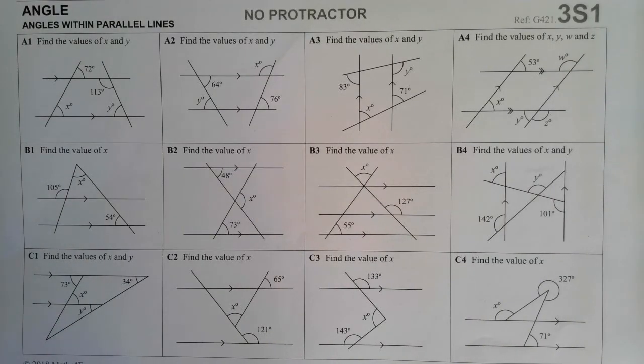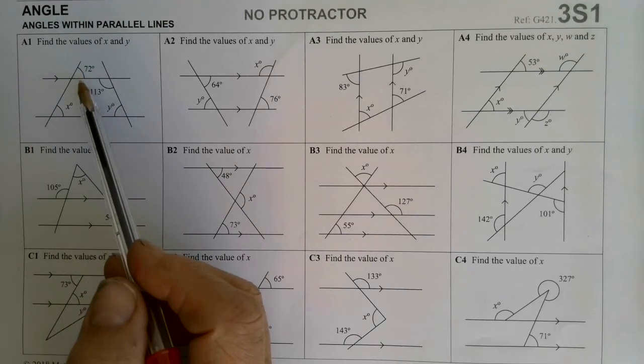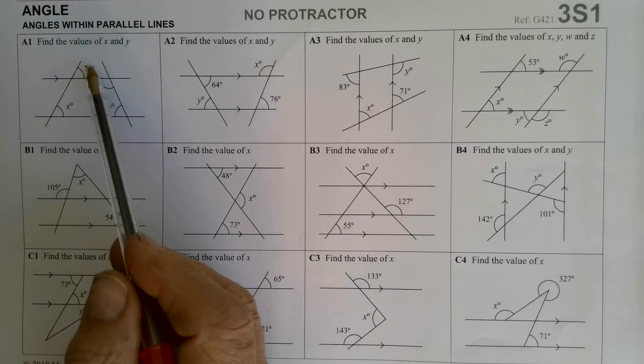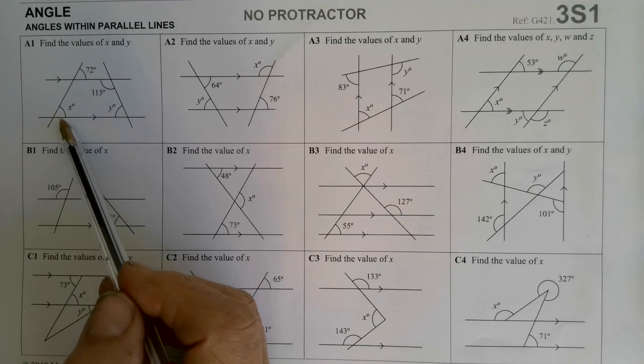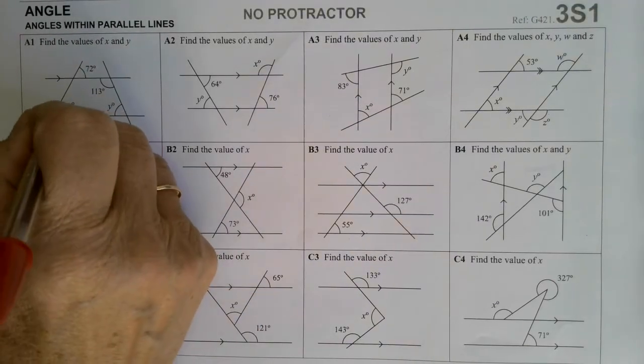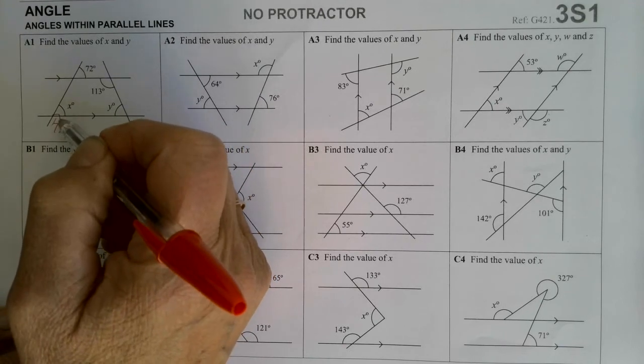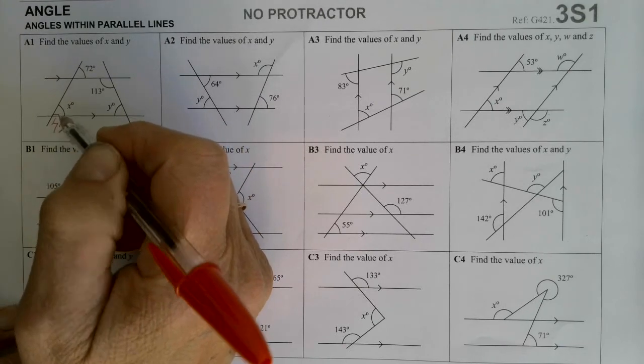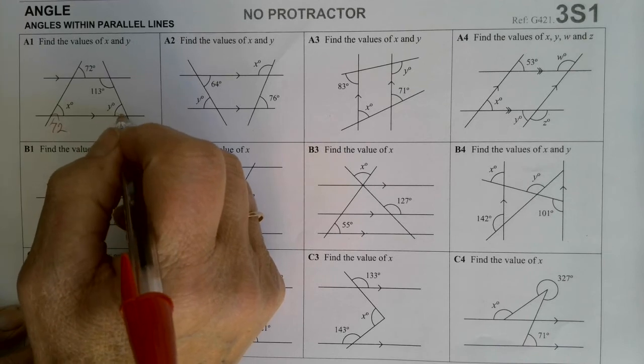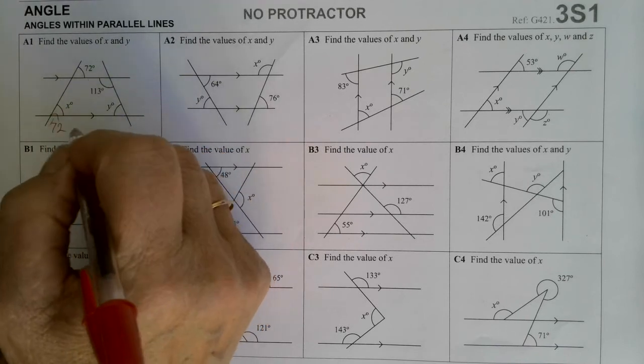I'm just going to go over a few of these with you, but as you can see, some of them can look quite complicated, but they're not. You just have to break them down and give a reason for why they're there. The first one, looking at it straight away, slide it down, 72 degrees, because it's corresponding. Then we want to find y. Well, I don't know how to do that.